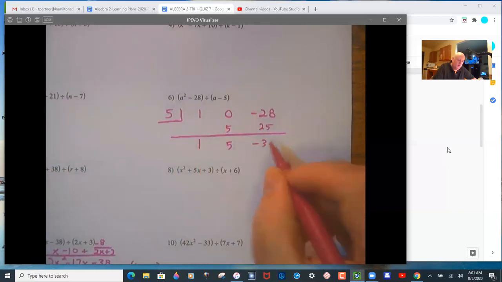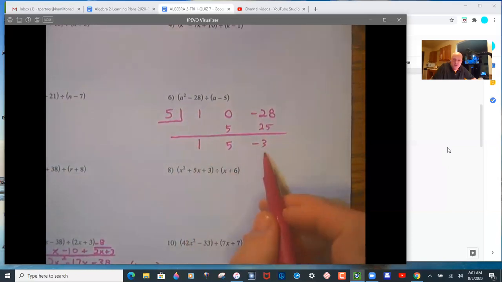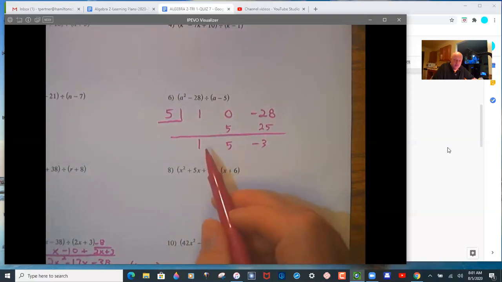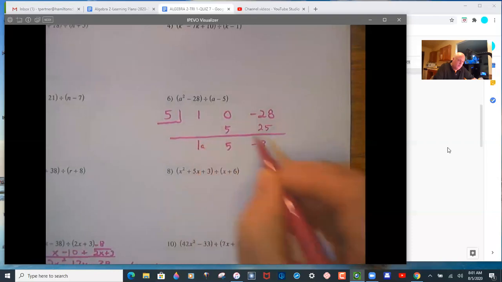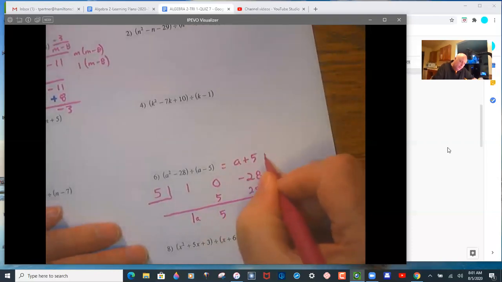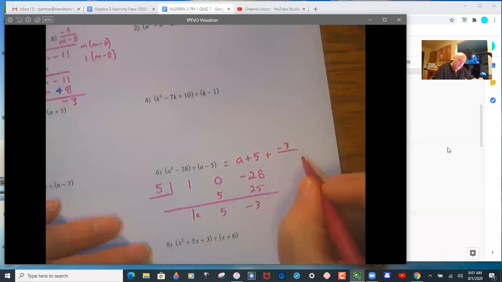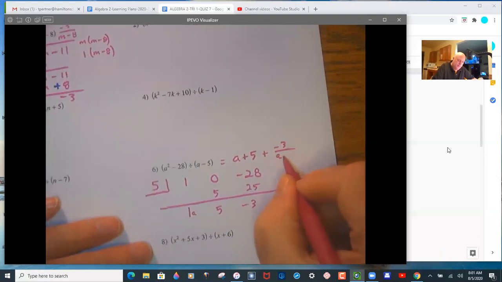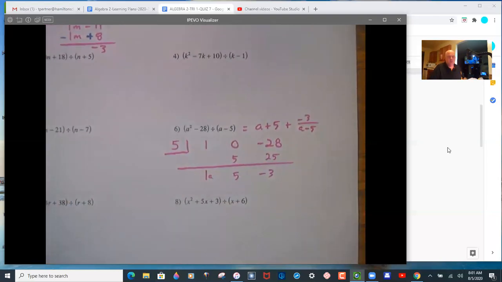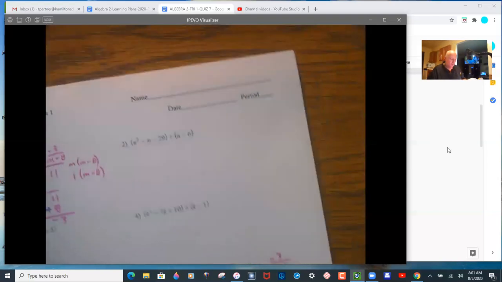So there's your answer. This last number is your remainder, and this gets the a. So your answer is a plus 5 plus negative 3 over a minus 5. Now you're going to probably have to see a few of these before you get this. But once you get this, it's really very simple to do.